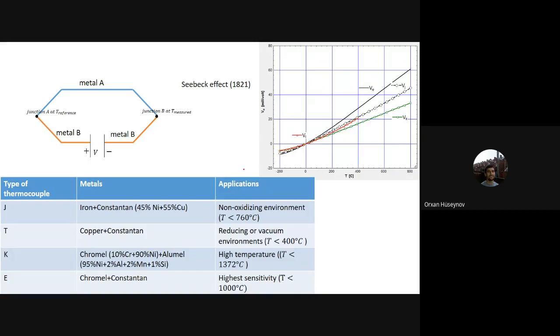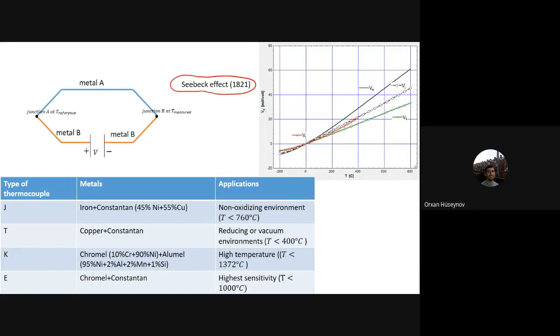That is one of the most famous temperature measuring devices. So how does it work? For the thermocouple, we are using the Seebeck effect, which is from 1821. So Seebeck found this effect. So how did he find that effect?